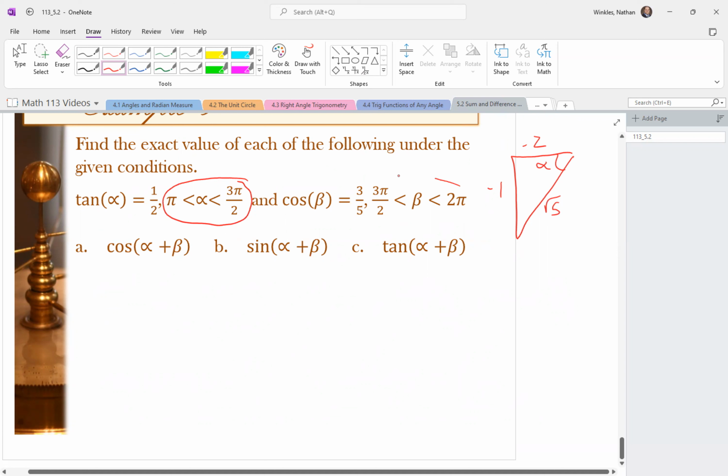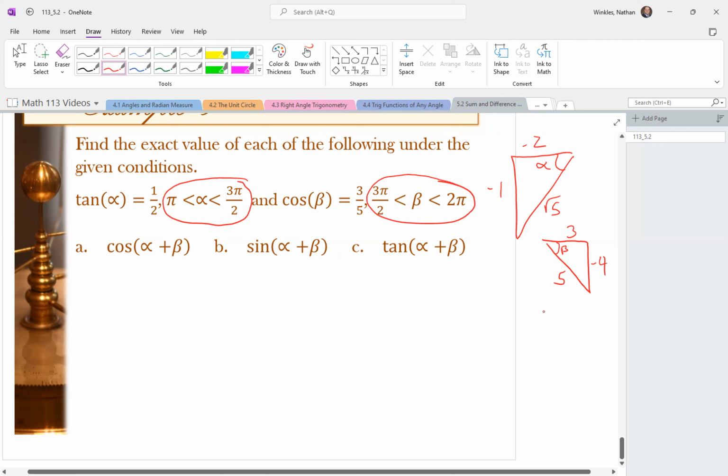Cosine of beta is in the fourth quadrant. So cosine of beta is 3 over 5. And this would mean this would be negative 4.